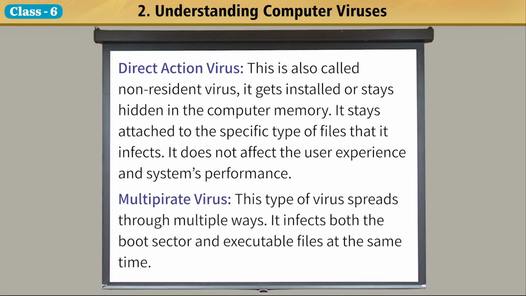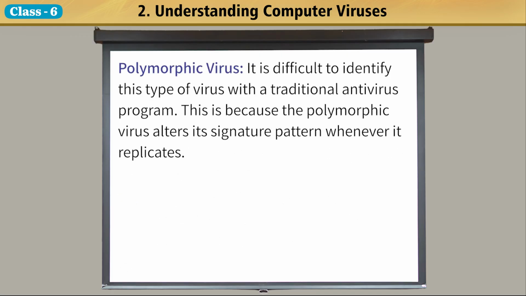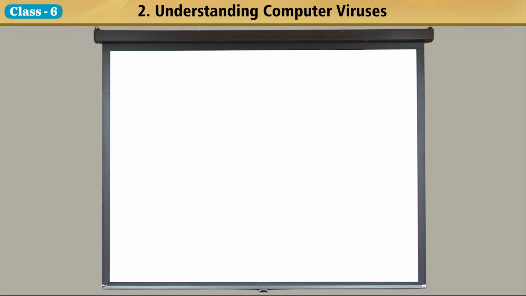Multipartite virus. This type of virus spreads through multiple ways. It infects both the boot sector and executable files at the same time. Polymorphic virus. It is difficult to identify this type of virus with a traditional antivirus program. This is because the polymorphic virus alters its signature pattern whenever it replicates.